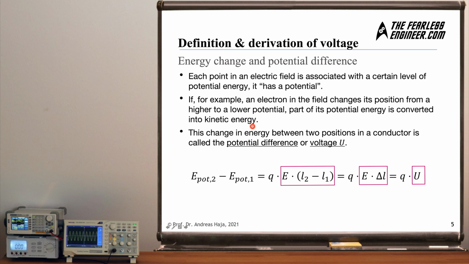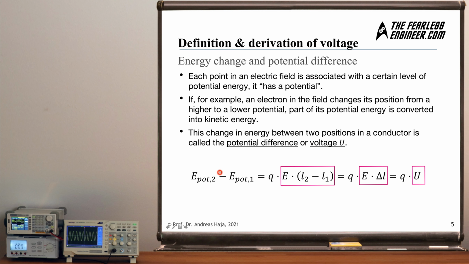So by exploiting this potential difference between the terminals of, let's say, a battery, we can convert this potential energy into kinetic energy. And kinetic energy of electrons is our transport mechanism for energy into a circuit. And this change in energy between two positions in a conductor is called the potential difference. And potential difference is also referred to as voltage.